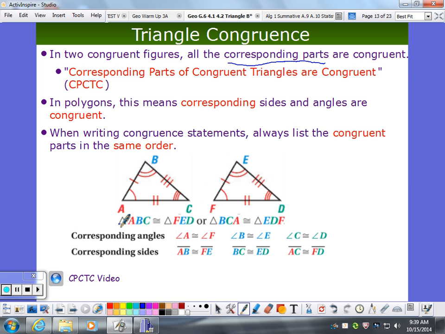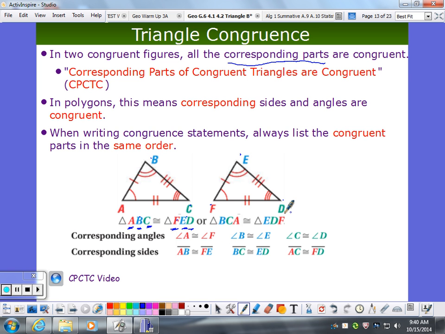And when we name our congruent triangles, I do it in a specific order. So see how A and F are the matching ones? I put them together. B and E are the matching ones, they're coming second. And C and D are the matching ones, they come third. Now the order doesn't necessarily matter as long as they line up. If you say A is first, then its match has to be first. If you say B is second, then its match has to be second. And if you say C is third, its match has to be third.